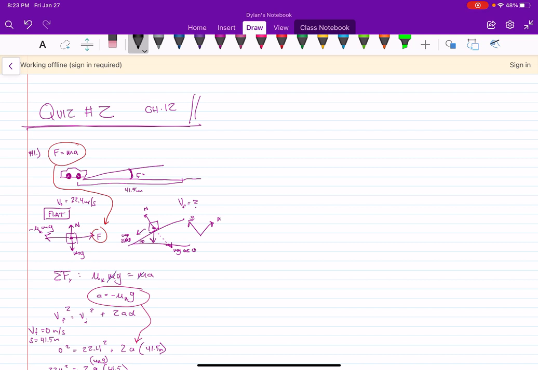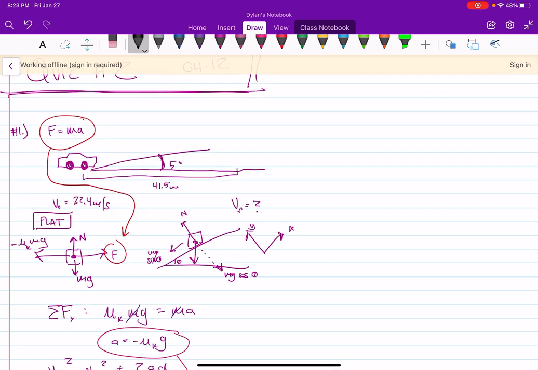So basically it's saying a car stops over a distance of 41.5 meters. So I drew my diagram here with a velocity of 22.4 meters per second. Calculate the car's braking distance from that velocity when it is going up a 5-degree incline. And it says you must use F equals ma.